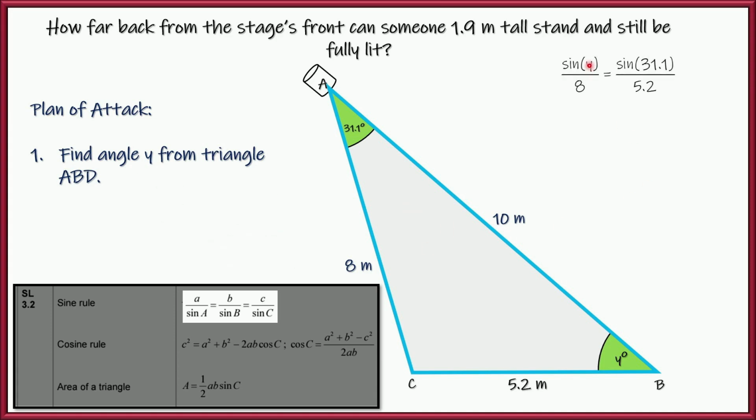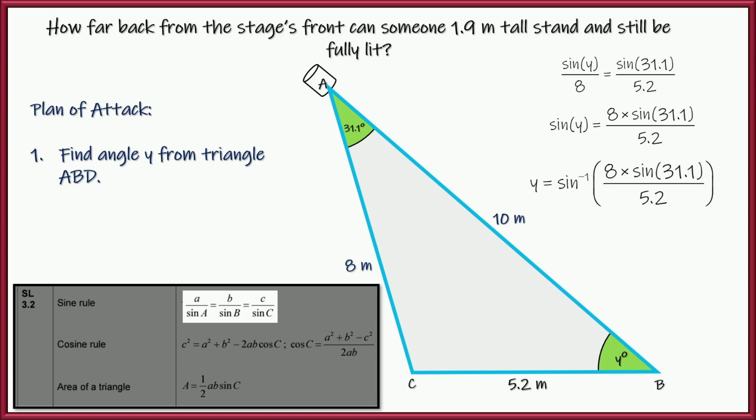So here's what we've got. Sine of y divided by 8, those are the paired opposites and angles, right? Divided by the sine of 31.1 divided by 5.2. So using just a little bit of inverse operations, multiplying both sides by 8, and then taking the arc sine of both sides, doing a little bit of calculator work, we can see that our angle is 52.6 degrees.